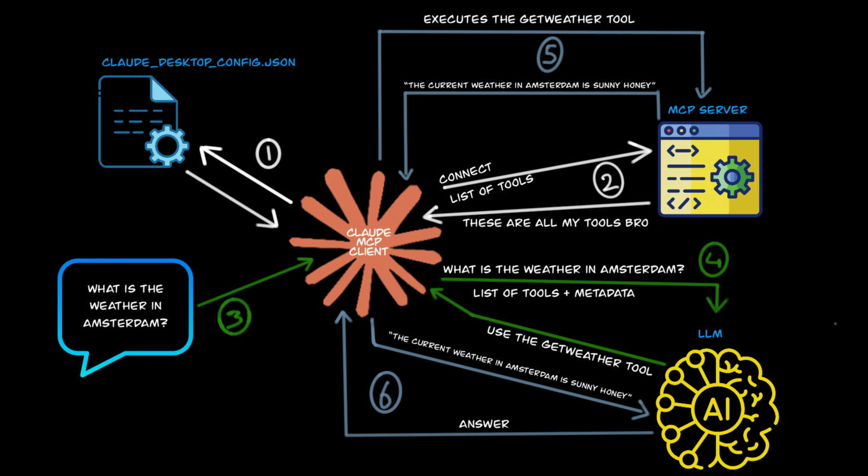Now, in a nutshell, this whole process, so from the initial connection to executing a call to the MCP server and displaying the message to us, is what the Model Context Protocol is. It is just a standardized way how LLMs can talk to other tools or services.